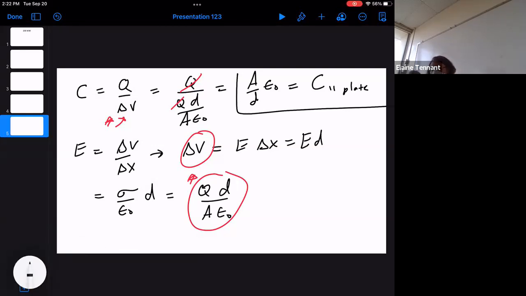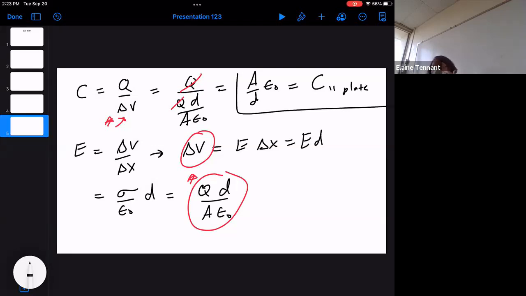But first, looking at this, let's talk about what this means. And let's look at the D first. So the D is the distance between the plates. And so when you're bringing the plates closer together, what's happening to your capacitance? Is it increasing or decreasing?